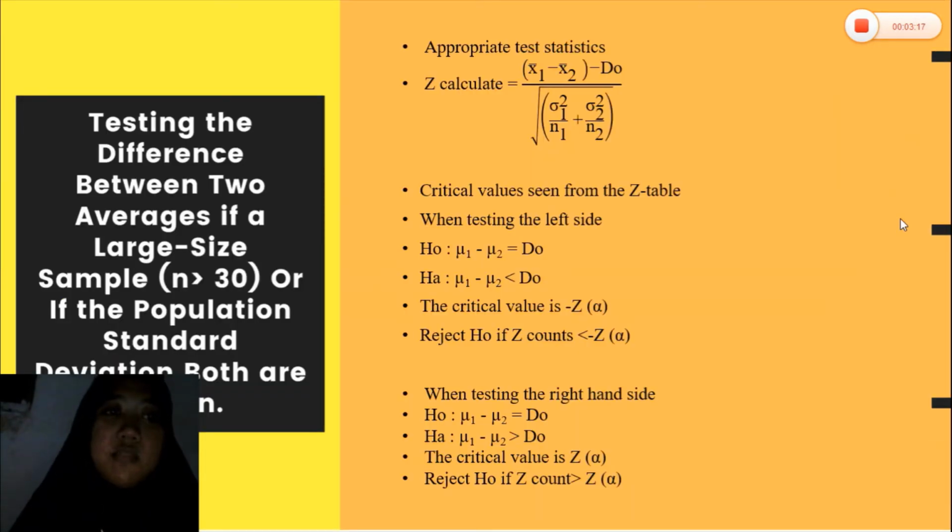Testing the difference between two averages if a large sample size or if the population standard deviations are both known. Appropriate test statistic, Z calculated. Critical values from the Z table. When testing the left side. When testing the right-hand side.